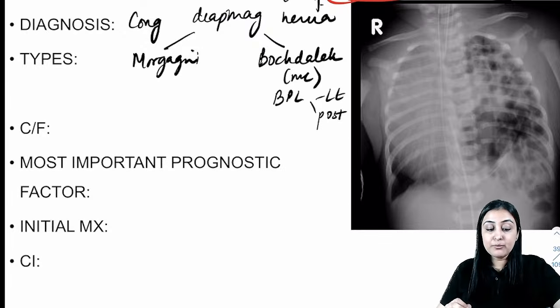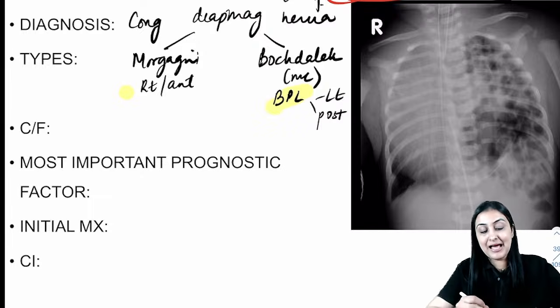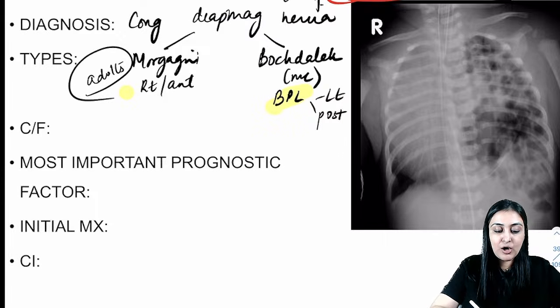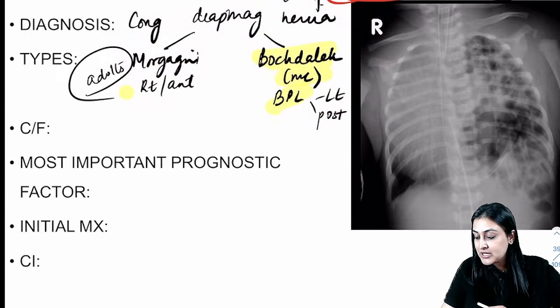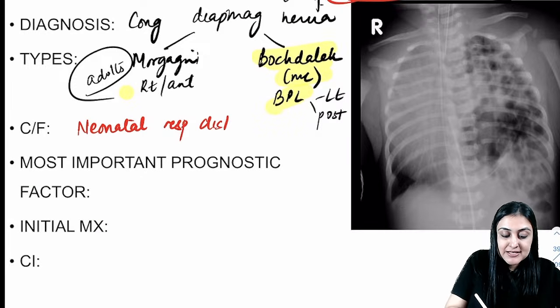Right side पे हुआ तो Morgagni. Morgagni is right anterior. So when you remember BPL, opposite हो गया Morgagni. And Morgagni presents later on in adults, whereas this Bochdalek is going to present in neonates. How is it going to present? It's going to produce neonatal respiratory distress. जैसे ही born हुआ बच्चे को सांस नहीं आएगा.